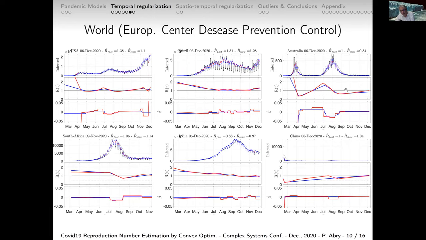Australia is still controlling the pandemic, but most of the countries across the world are on the verge of the pandemic. And actually, Japan and South Korea at the moment are already in the third wave of the pandemic. India has finally controlled the pandemic after struggling hard to decrease R(t) for a long time. And for the Chinese data, there is not much to say.